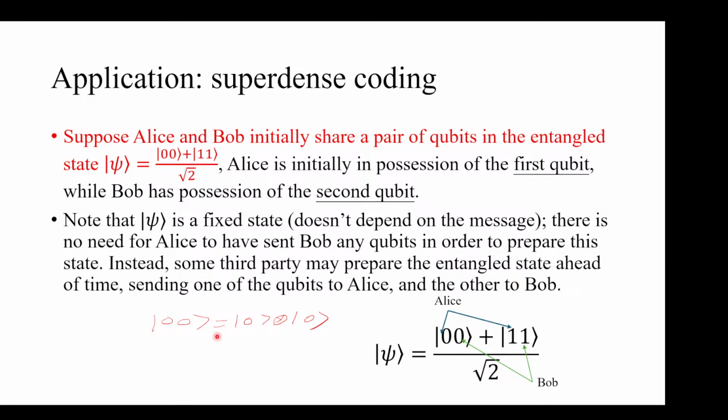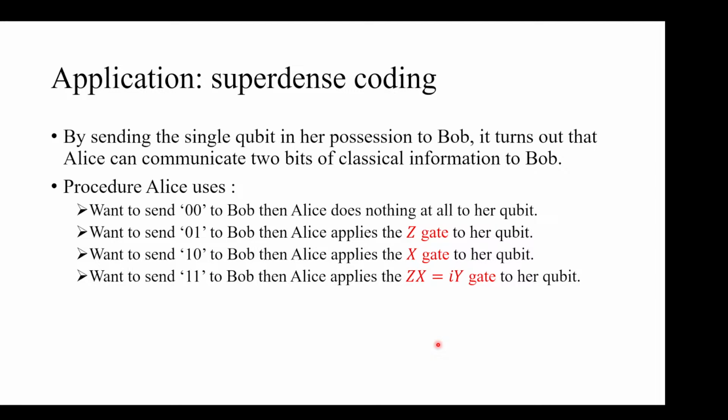So here we just want to stress that having this state is okay. It doesn't take too much communication because this state doesn't depend on the message. Anyway, that's enough for justification. We just assume Alice and Bob have this state. Now back to the quantum math. If Alice and Bob have this state, then what do they do to make Alice send 2 bits of classical information to Bob?